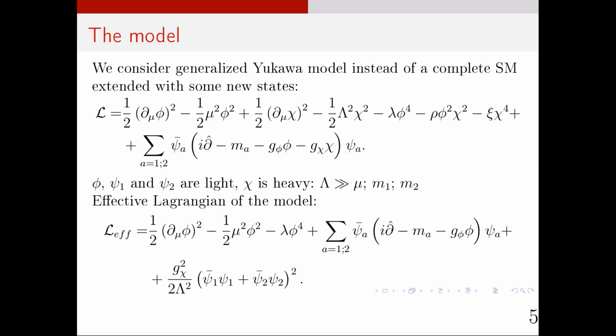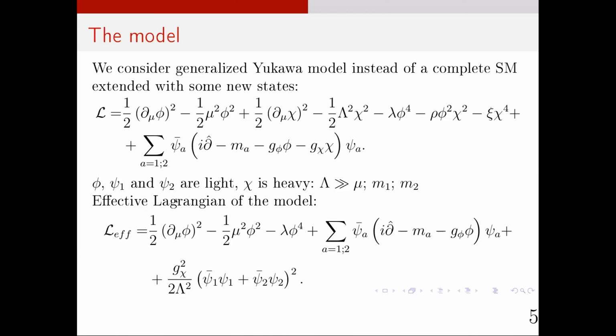Here you can see the Lagrangian of this model. You can see that it consists of two scalar fields, phi and chi, and two fermions, psi1 and psi2. In this model, we put scalar boson chi to be very heavy. So its mass lambda is much higher than masses of the other particles of the model. Here, mass of the light scalar is mu, and masses of fermions are m1 and m2.